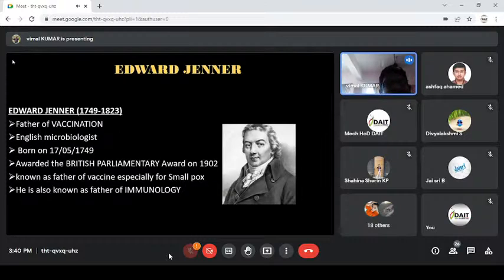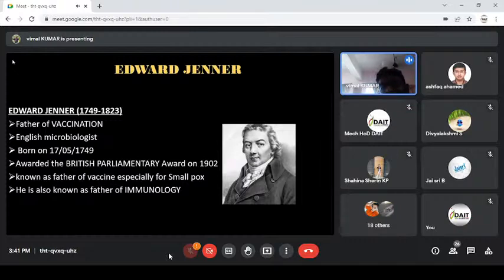Then Edward Jenner, he is the father of vaccination. He is a microbiologist. He was born in the year 1749 and awarded the British Parliamentary Award in the year 1902. Everyone played a vital role in the development of biology. He is known as the father of the vaccine, especially for smallpox.